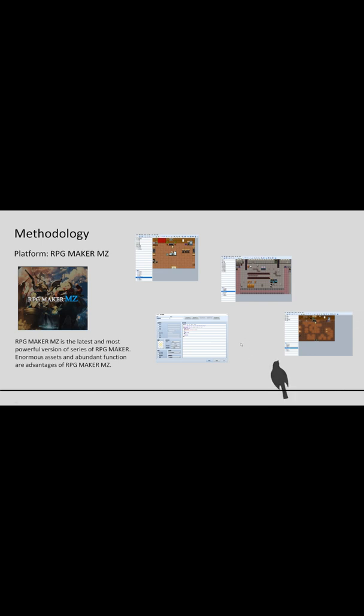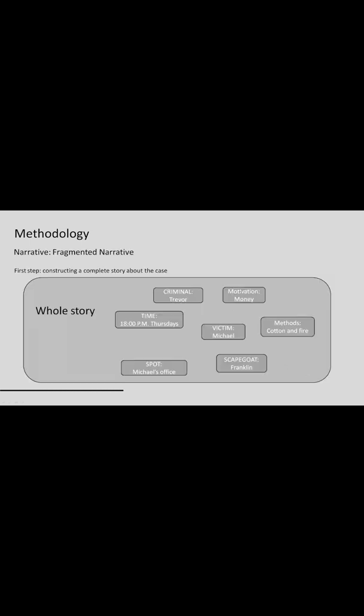About my methodology, I use RPG Maker MZ as a platform for my project. RPG Maker MZ is the latest version of the RPG Maker series. This is the interface of RPG Maker. All of the story is narrated by fragmented narrative.